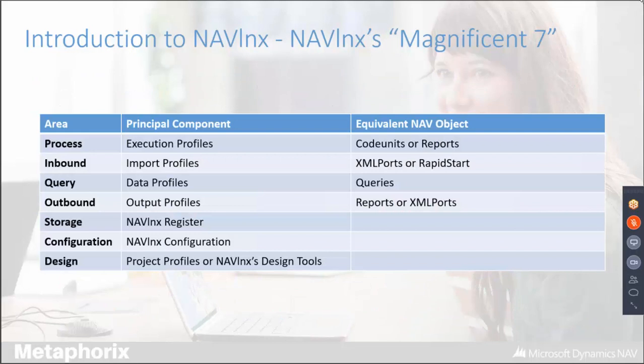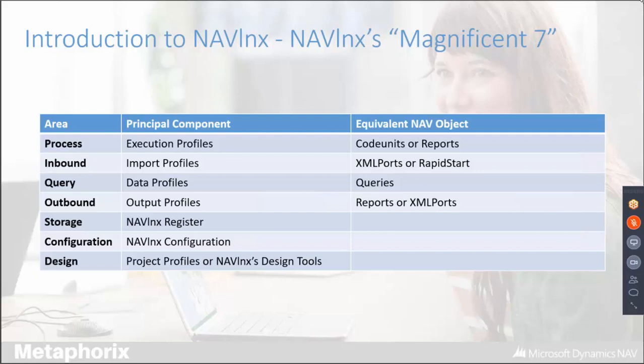So this outlines the 7 functional areas that make up the Magnificent 7. For example, you start off with process. Its principal components are NAVLNX execution profiles. The equivalent objects within NAV could be code units or reports. So execution profiles cover in the main the execution of processes concerning NAVLNX.